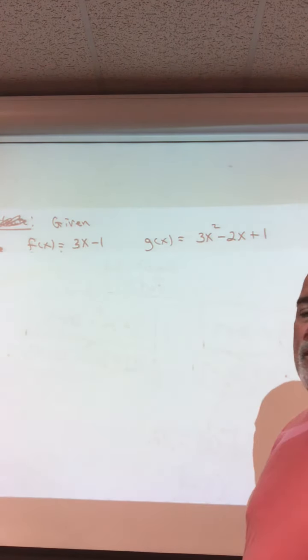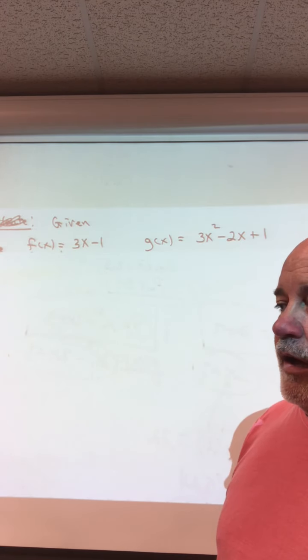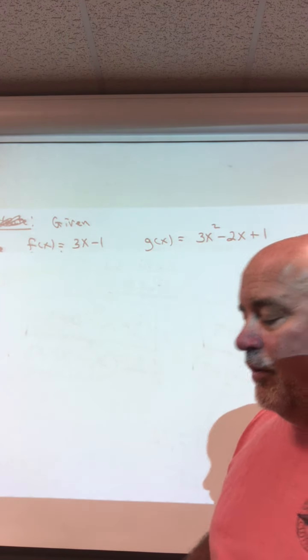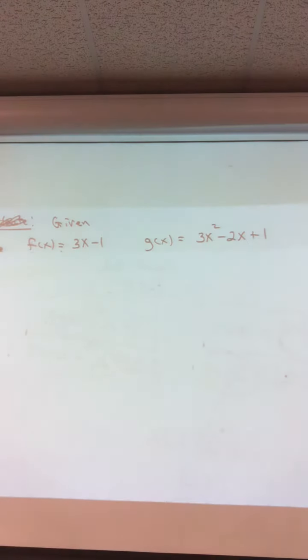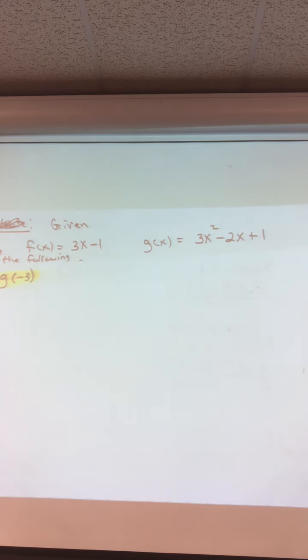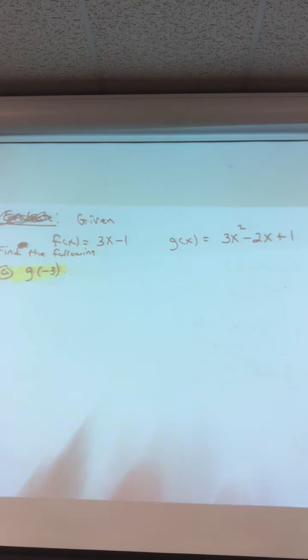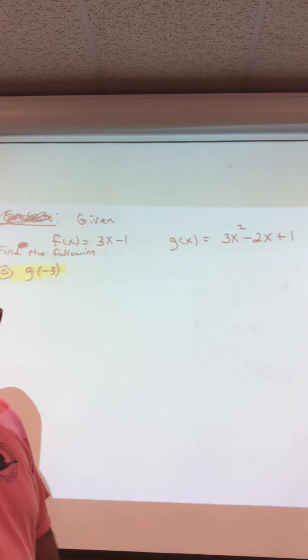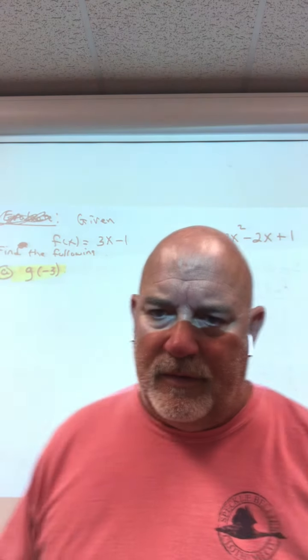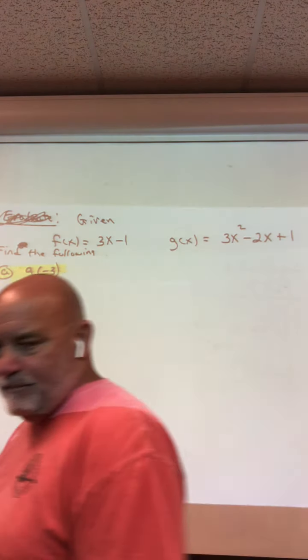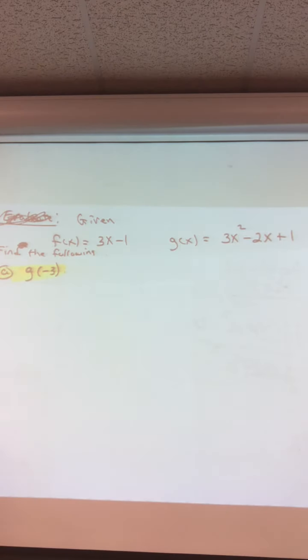All right, now, here's what I'm about to do. I'll show you going through this time. All right, so here's what I want to do. This is the question. Find the following. Find G of negative 3. Make sure you can see that. Yeah, you can. Find G of negative 3.